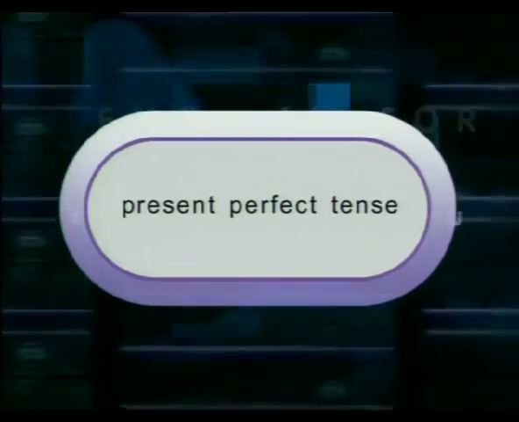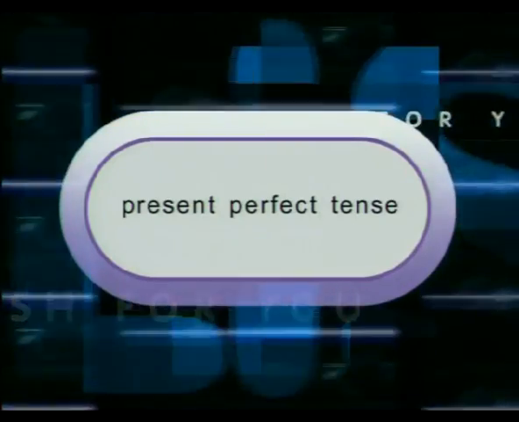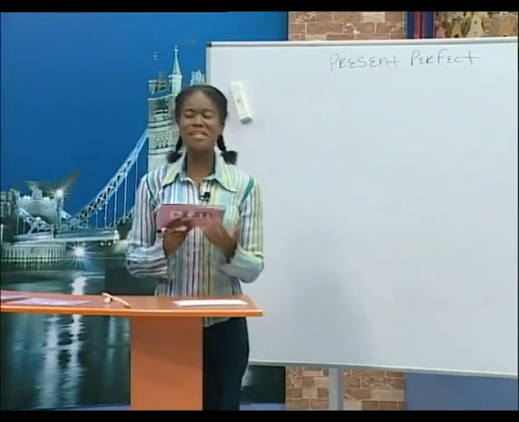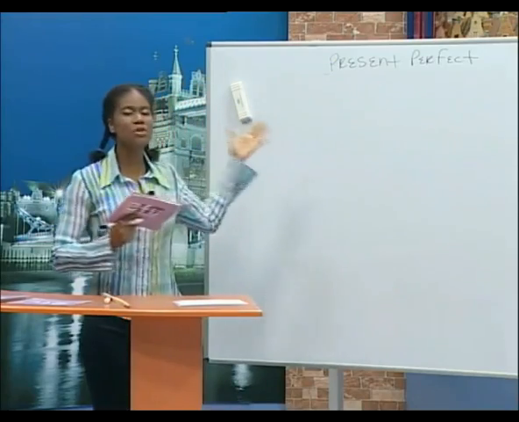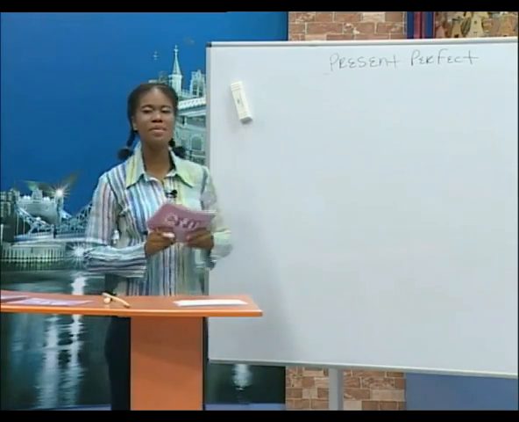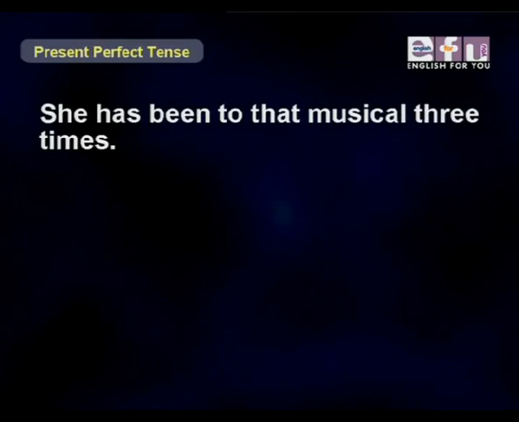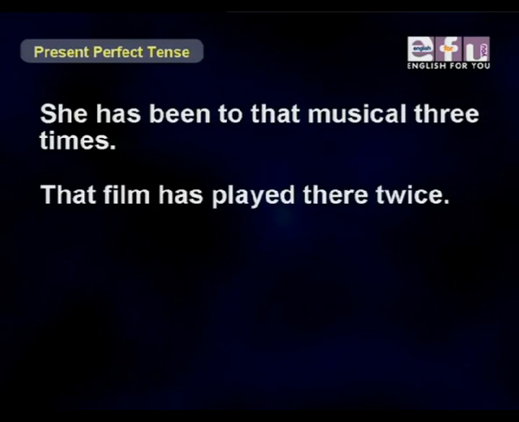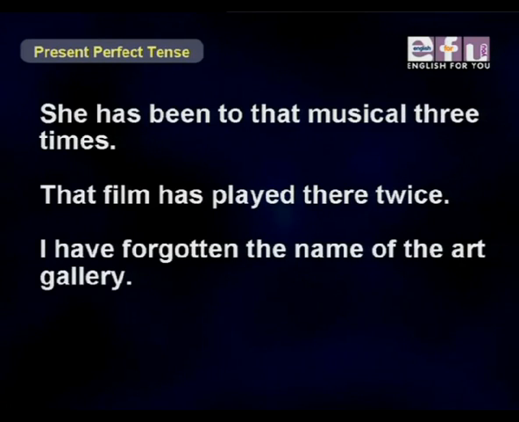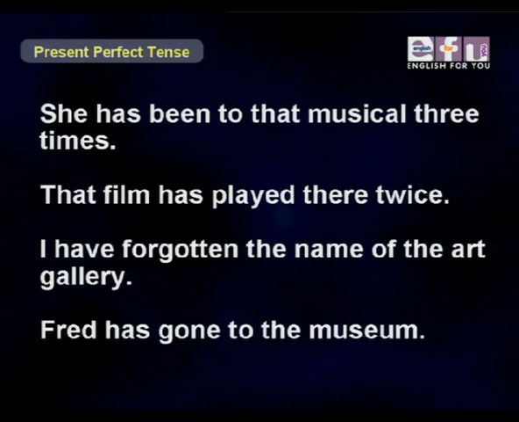Present perfect tense. Now it's time to start learning the present perfect tense. Here are some examples first. She has been to that musical 3 times. That film has played there twice. I have forgotten the name of the art gallery. Fred has gone to the museum.